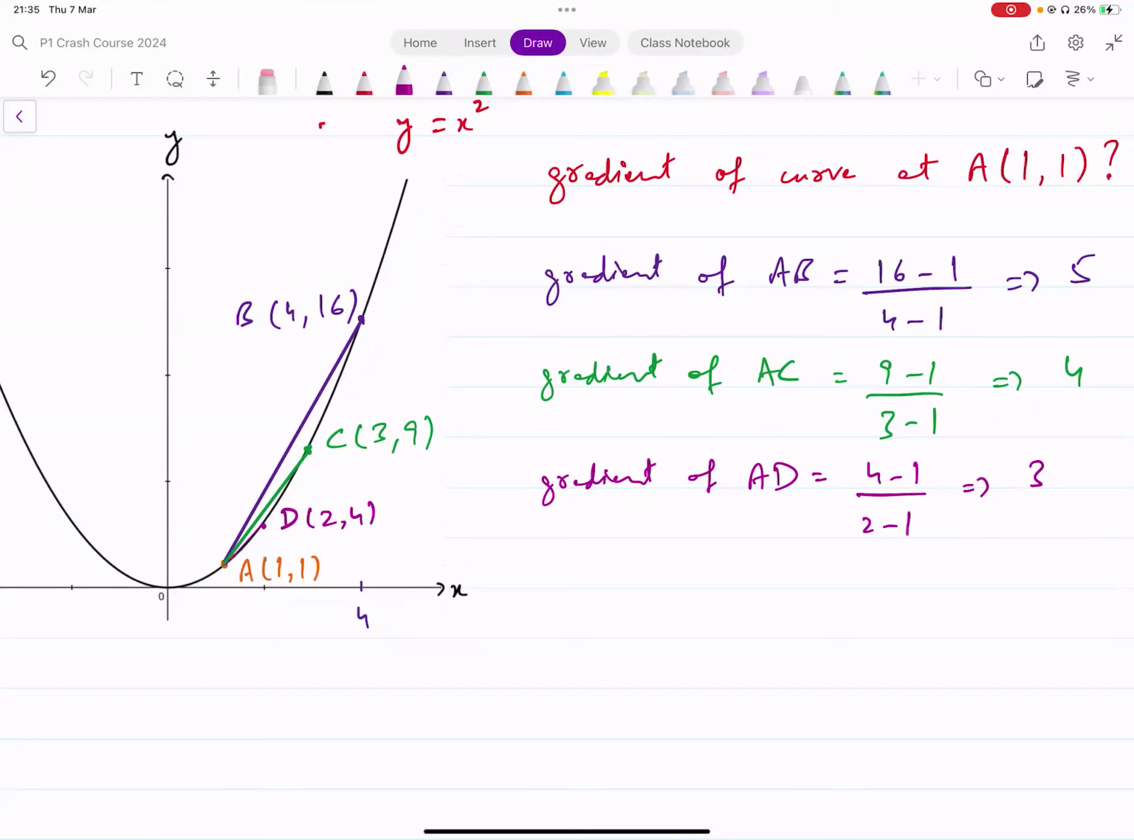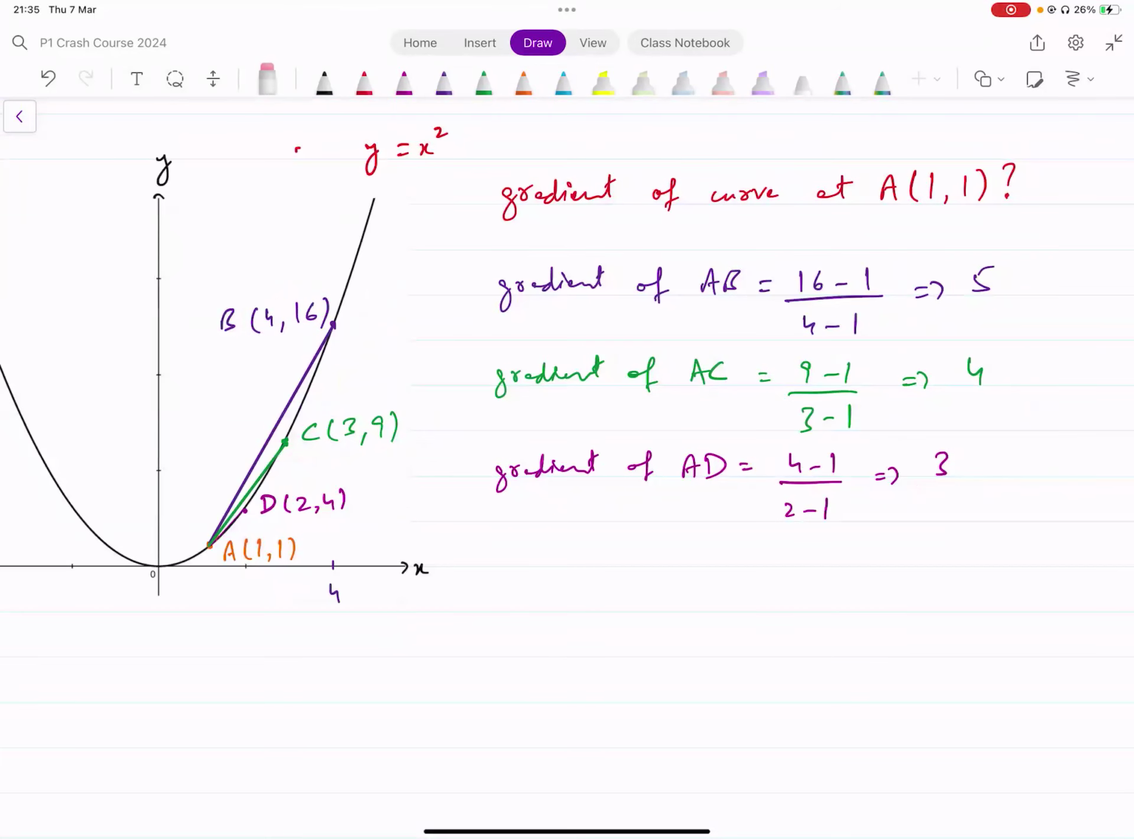So the idea is if we keep bringing the second point closer and closer to A, the estimate of the gradient is going to keep getting better, right? So if I were to take another point that's even closer, let's call that point E. I can't really show that in the diagram because it will be extremely close, so it's not going to be visible. Let's say that was 1.1. What would be the corresponding y coordinate? 1.1 squared. That's giving me 1.21. If I were to find the gradient of AE now, what would that be?